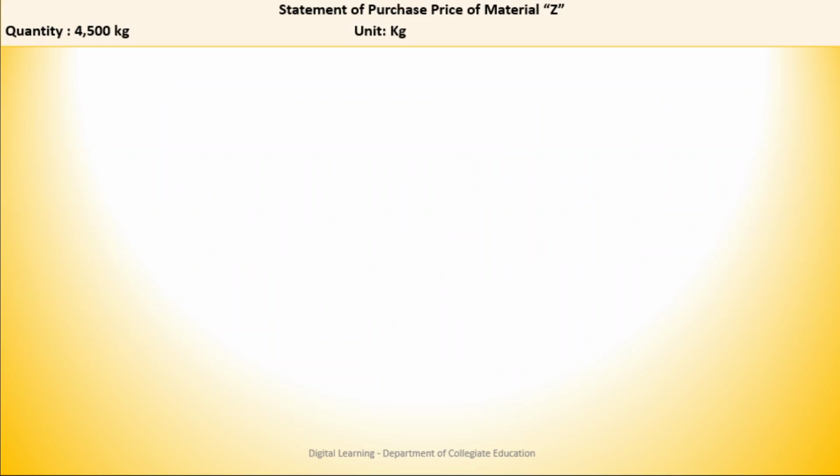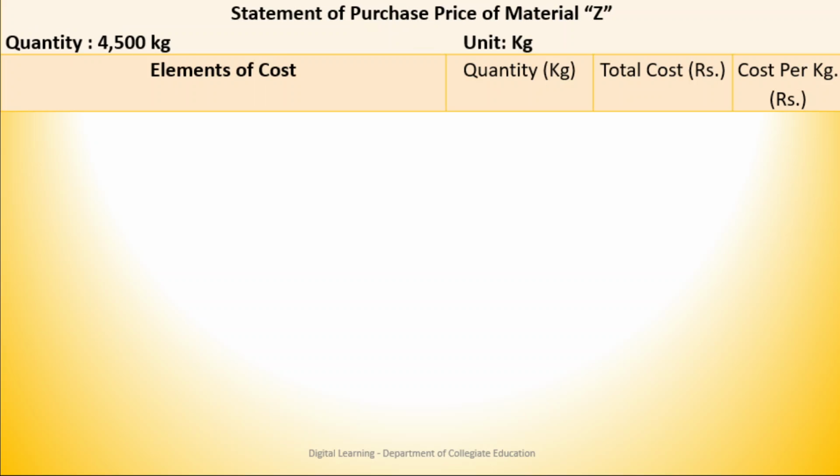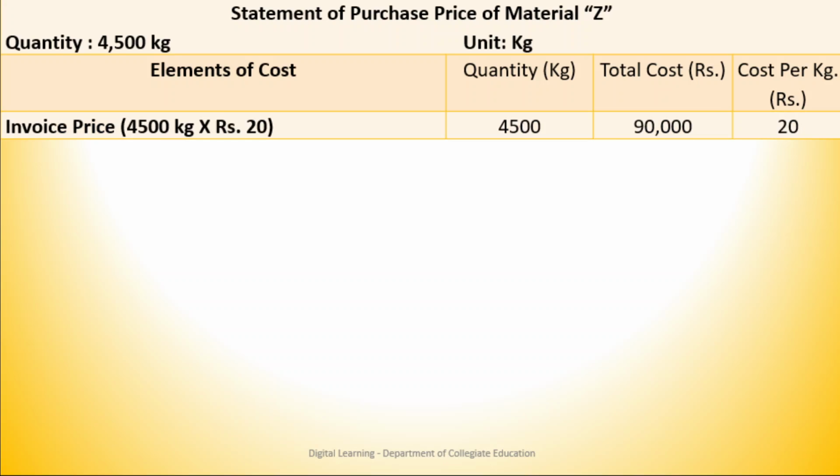Statement of purchase price of material Z. Quantity is 4,500 kg. Element of cost. Since there is an element of damage involved, we show an extra column for quantity. Total cost, per kg. We begin this statement of purchase price calculation with the invoice price, which is clearly given in the problem. 4,500 kg, per kg is rupees 20. So the total cost would be 90,000.